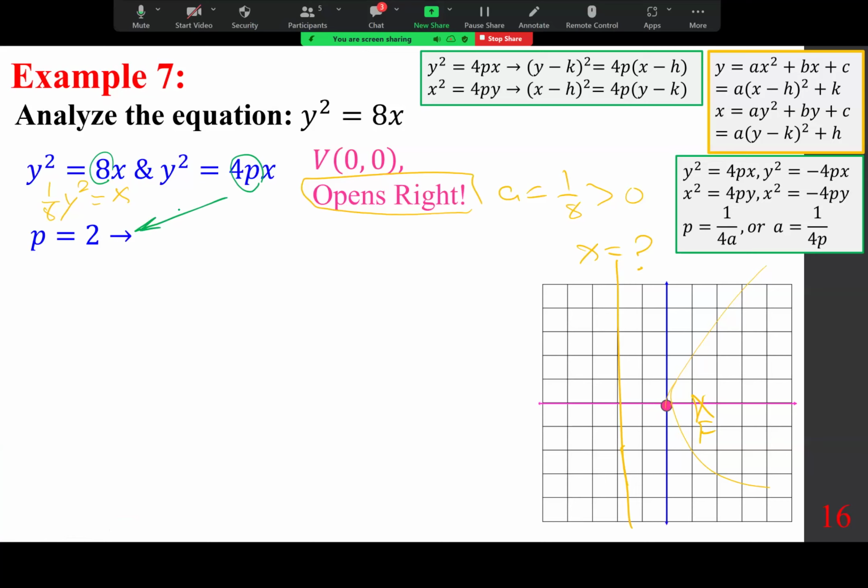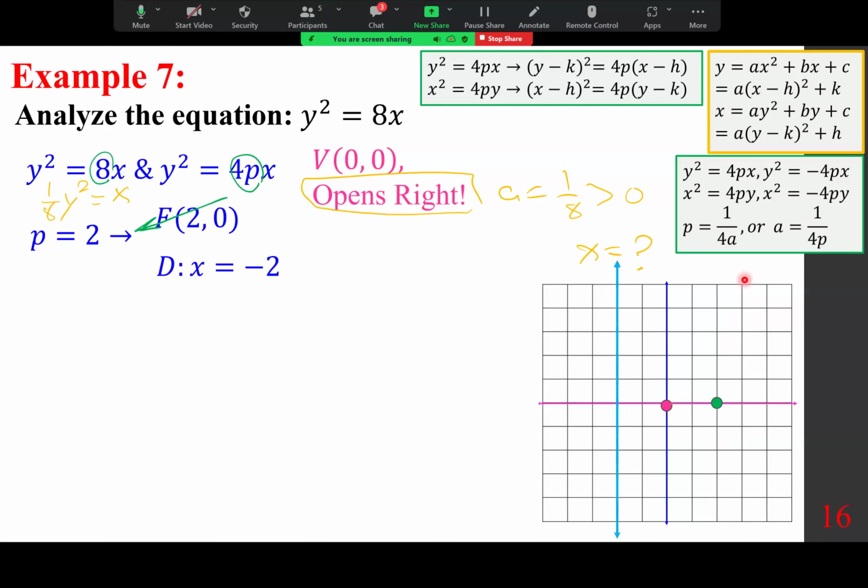If p becomes 2, then the focus is 2, 0. So this distance is 2. And then makes this distance 2. And the directrix must be x equals -2. So let me clean up this part. I'm going to leave the rest of it. So the focus is at 2, 0. The directrix makes it x equals -2.